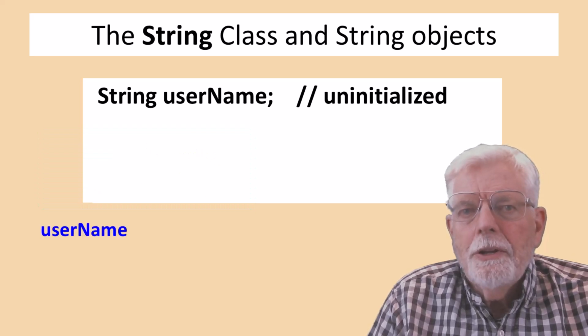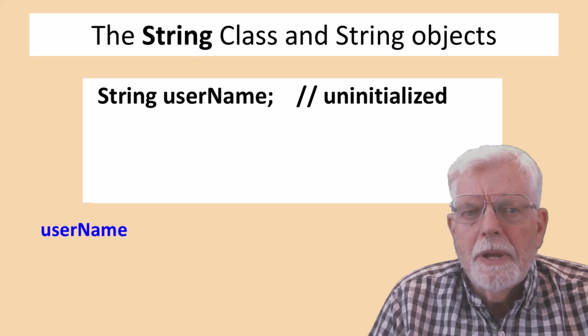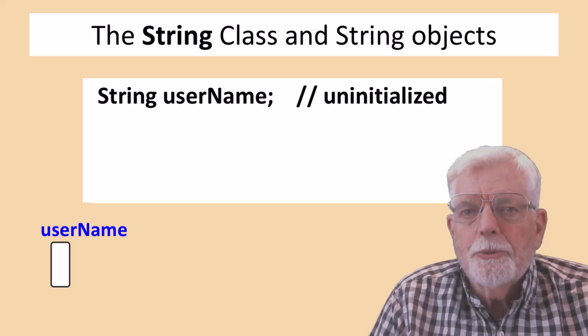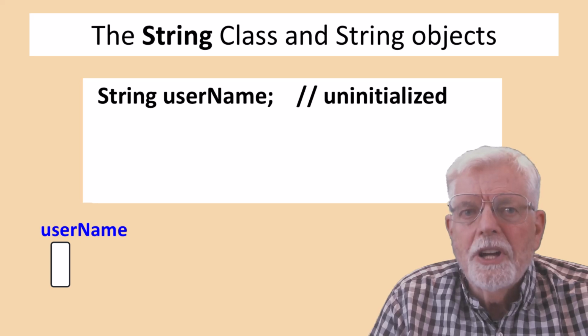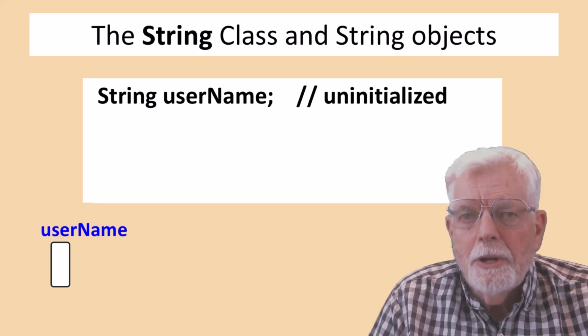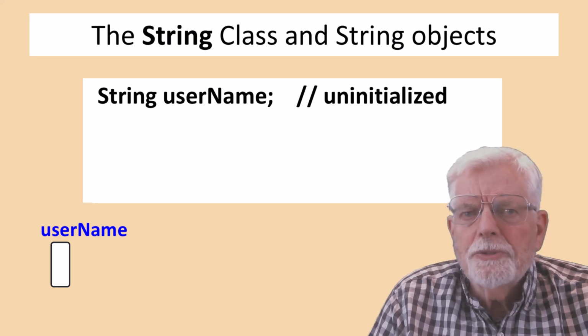Therefore, String username declares username as an object of the class String with enough space in RAM to hold all of the data for the object. The first example, String username;, creates an uninitialized object named username. It can't be used until it is initialized with some data.